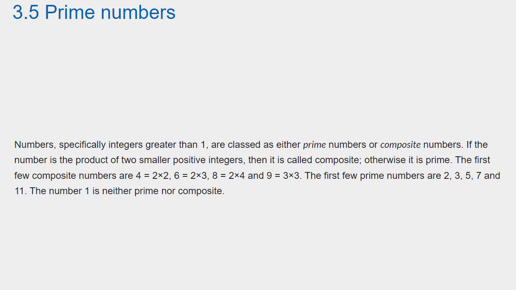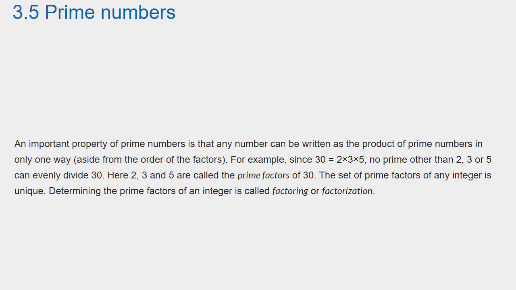The first few prime numbers are 2, 3, 5, 7, and 11. The number 1 is neither prime nor composite. An important property of prime numbers is that any number can be written as the product of prime numbers in only one way, aside from the order of the factors.